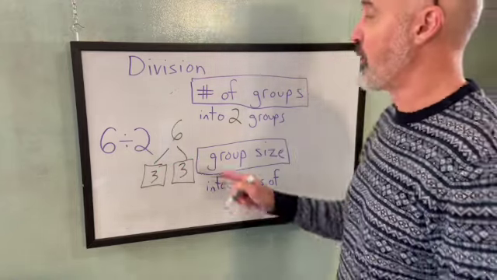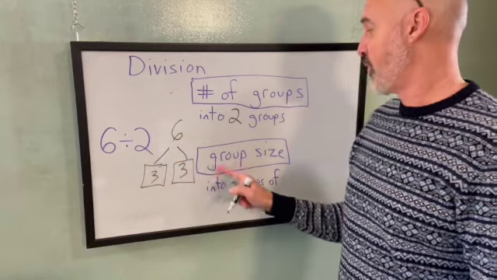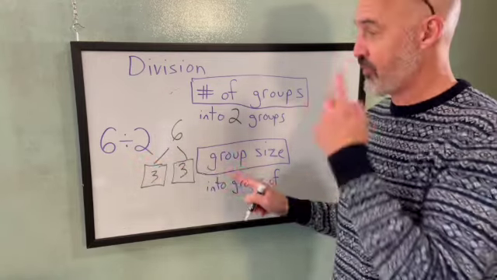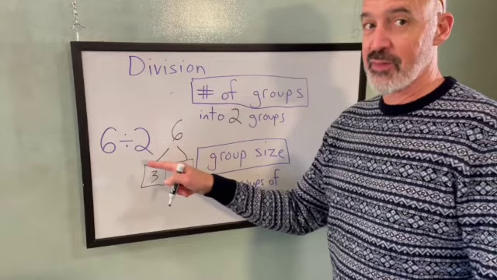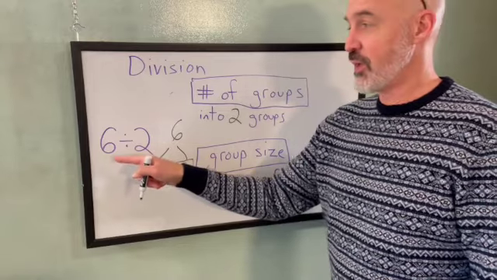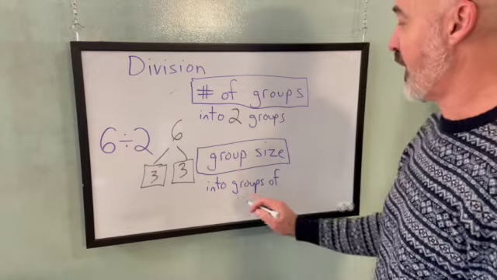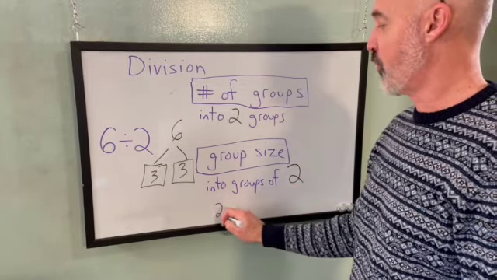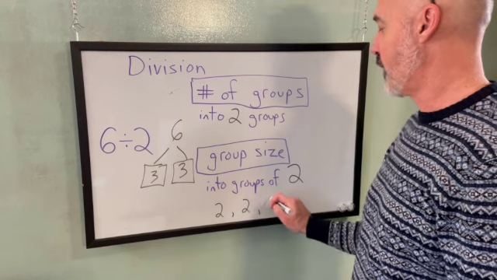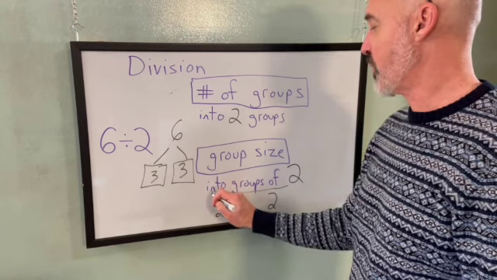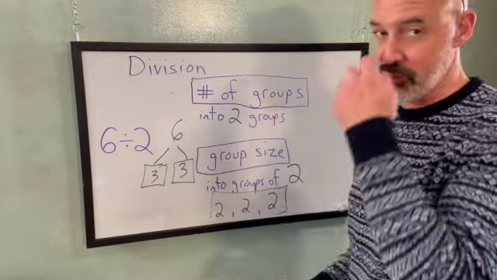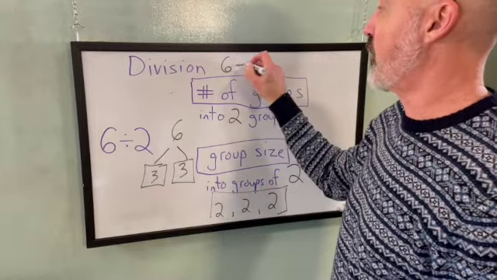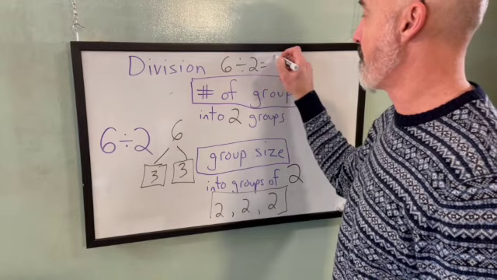But also 6 divided by 2 is the group size. 2 can be the group size. So that means, how many groups of 2 are there in 6? So then I would have to think in groups of 2. So 2, 2, and 2, that's 3 groups of 2 in 6. So either way, 6 divided by 2 is 3.